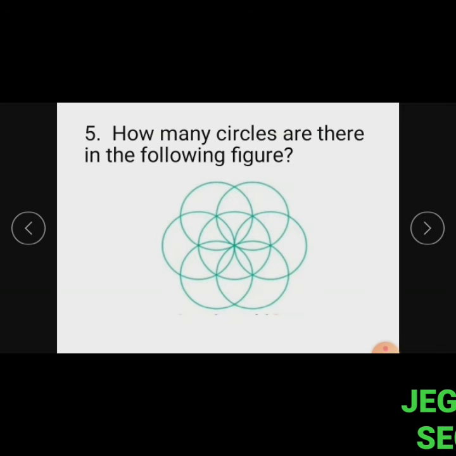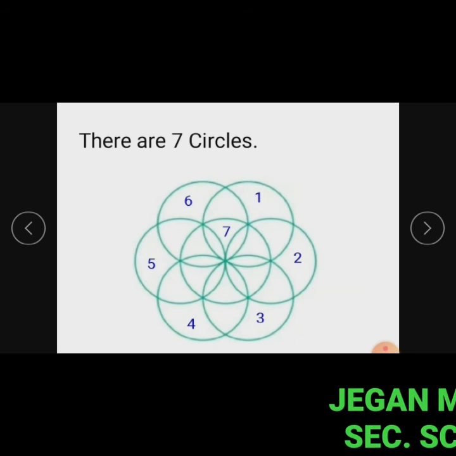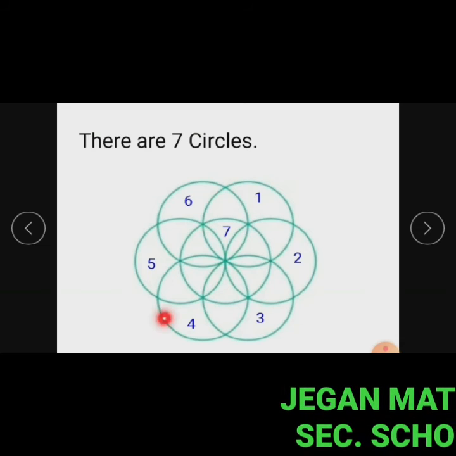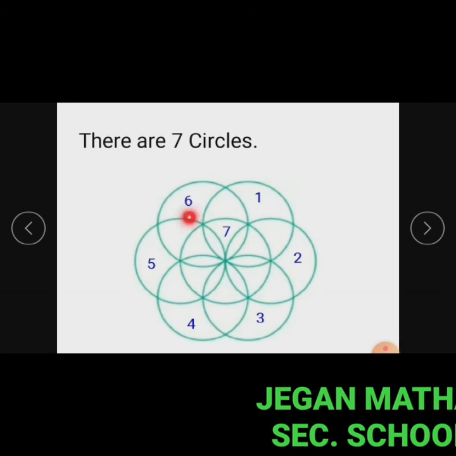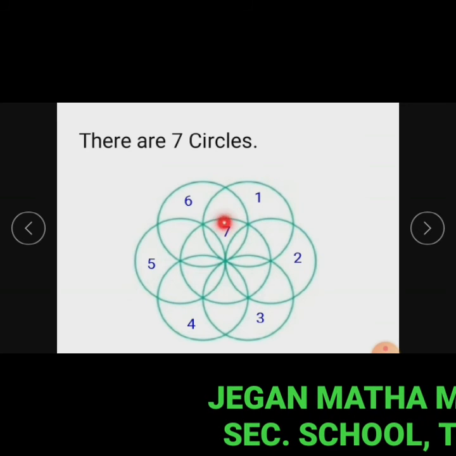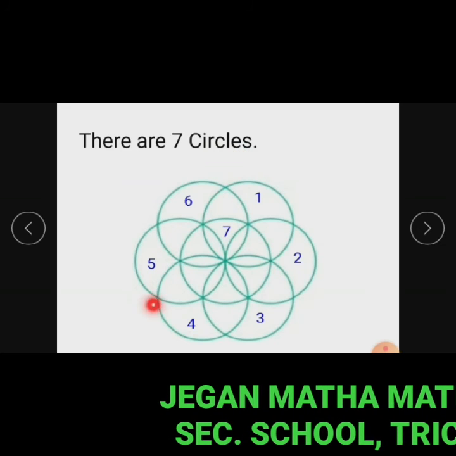Question number 5. How many circles are there in the following figure? 1, 2, 3, 4, 5, 6 and 7 circles. There are 7 circles present in this figure.